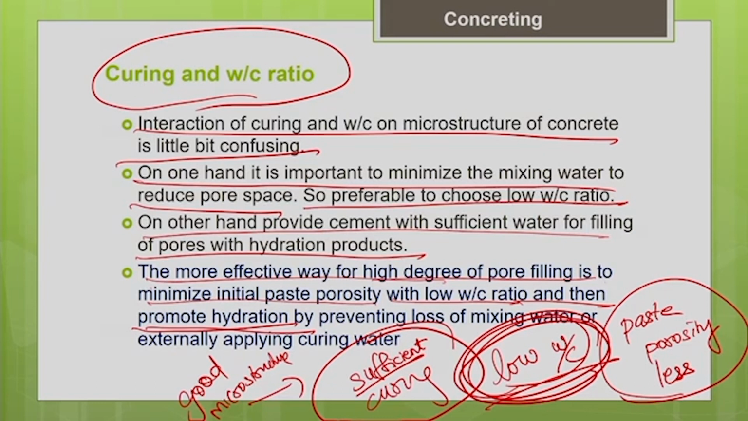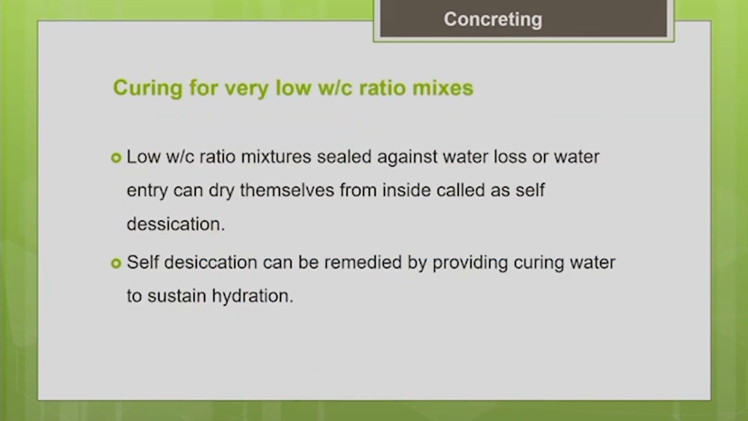So, that will give you a better microstructure of the concrete. That is what I told you. For very low water to cement ratio mixes, like say lesser than 0.35, so 0.3 for very low water to cement ratio for high strength concrete mixes, it is preferable to go for curing by external application of water.